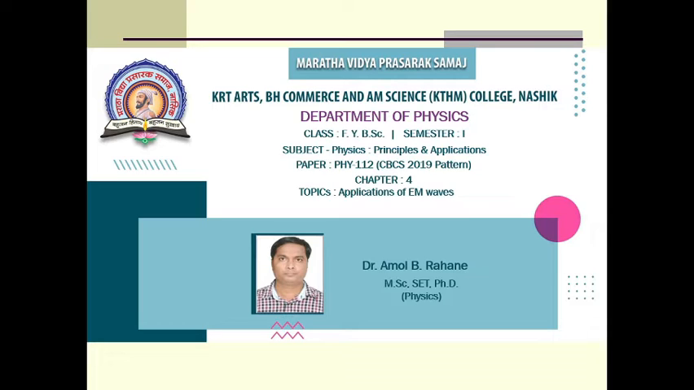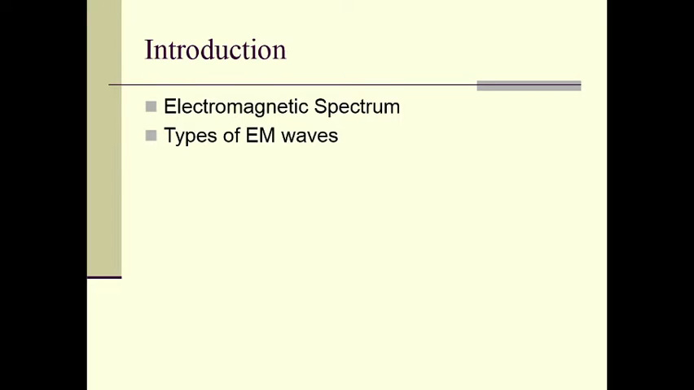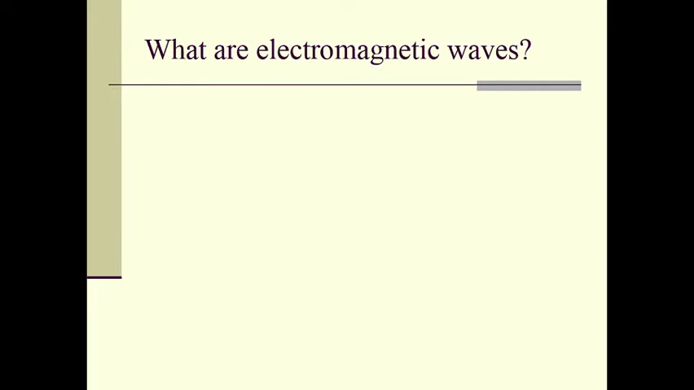We are studying the fourth chapter, Sources of Electromagnetic Waves. In the previous lecture, we studied the various types of electromagnetic waves and their sources. In this lecture, we are going to study the applications of electromagnetic waves. So, let us study what are electromagnetic waves.